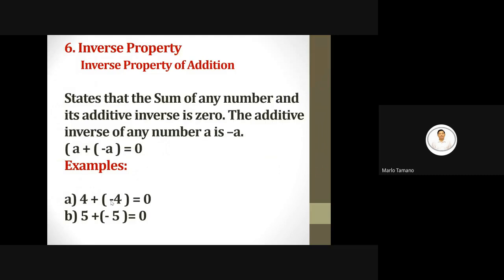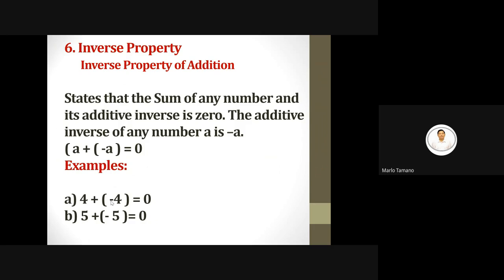Inverse property. Inverse property of addition states that the sum of any number and its additive inverse is 0. Now, we all know that the additive inverse of 5 is negative 5. The additive inverse of negative 5 is positive 5, vice versa. So, nasa ganitong forma po. So, A plus negative A. So, 5 plus negative 5 is equal to 0 or negative 5 plus 5 is equal to 0.